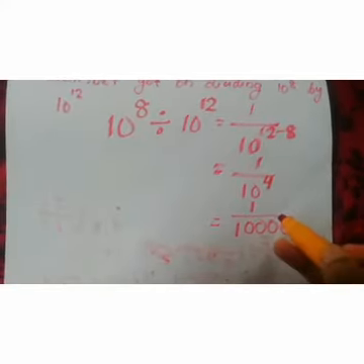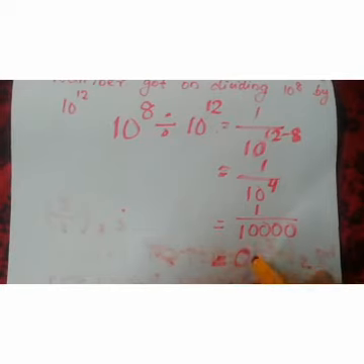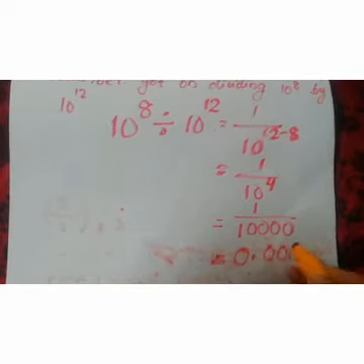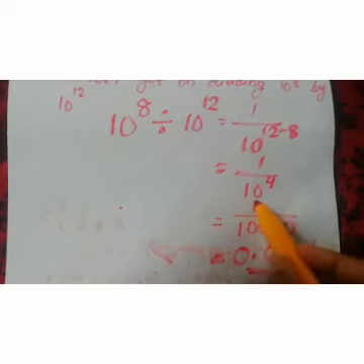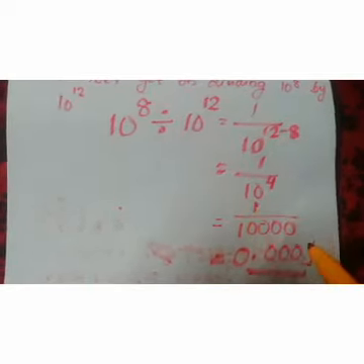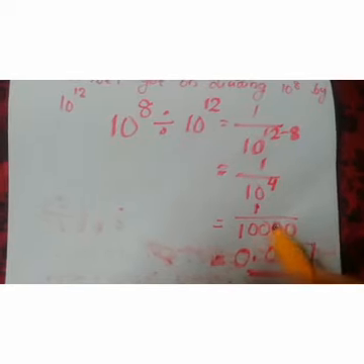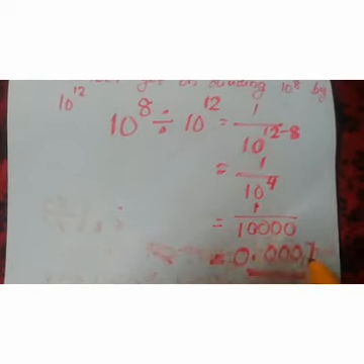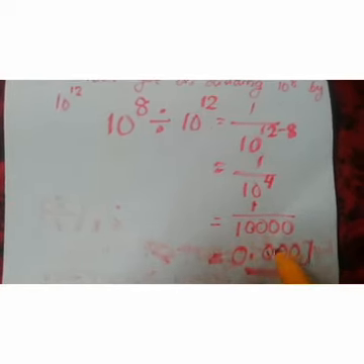When we divide 1 by 10 raised to 4, we get 0.0001 as our answer, because in our numerator it is 1. So the answer should contain 1. Then 4 decimal places, 1, 2, 3, 4 decimal places, that the answer contains.